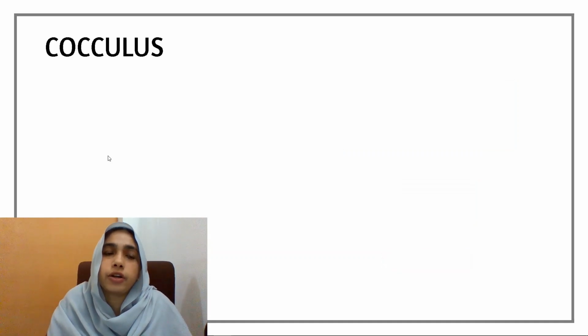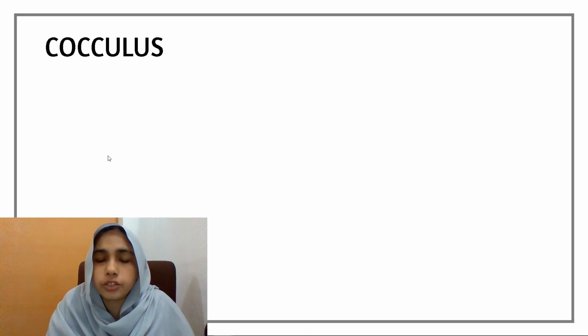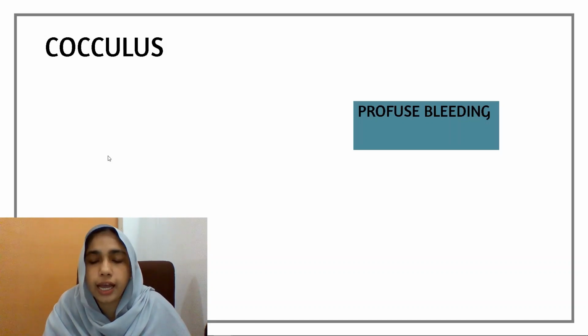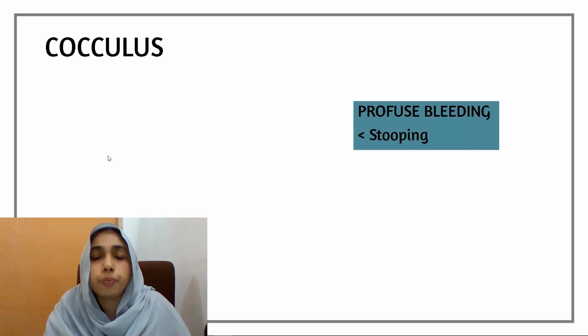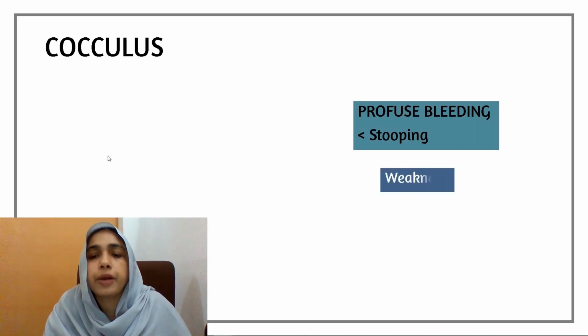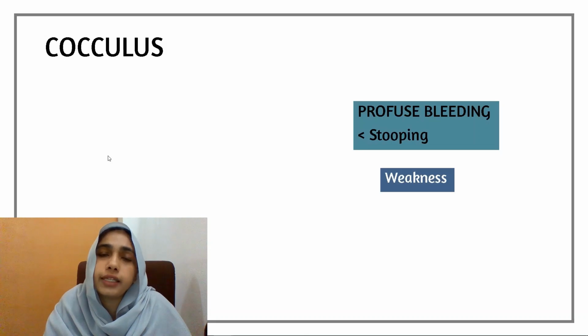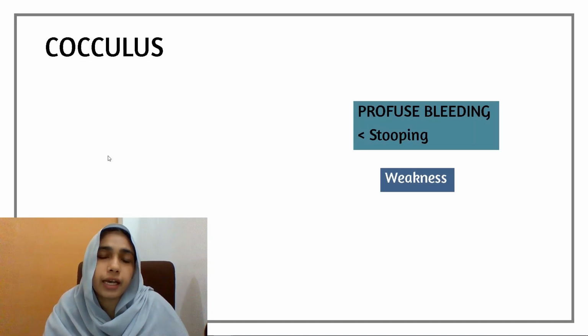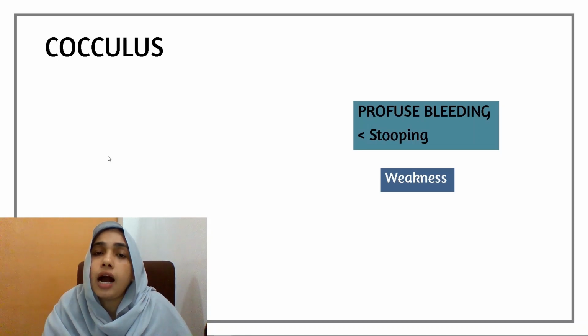Another remedy for dysmenorrhea is Cocculus. Now, Cocculus you can consider when there is profuse menses. There is profuse bleeding in the Cocculus patient, and when the patient is stooping down, there is heavy flow of blood. Because of this profuse bleeding, the patient will be very weak, so weak that they can hardly stand up. So, in dysmenorrhea with profuse bleeding, one remedy to consider is Cocculus, and it is described as the patient can hardly stand up during menses.